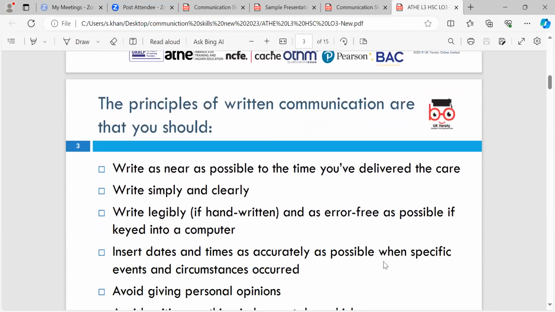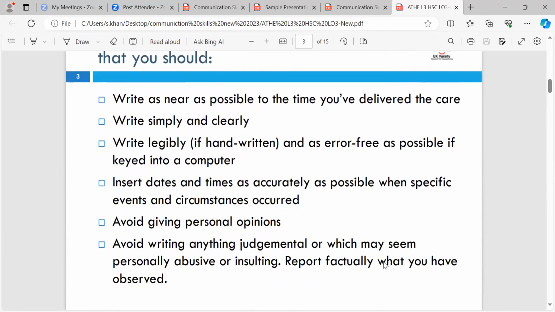So we looked at the principles of written communication, and that you should write as soon as possible after the time you delivered the care. So straight away, write simply and clearly, write legibly if handwritten, and as error-free as possible if keyed into the computer. Insert dates and times as accurately as possible when specific events and circumstances occurred. Avoid giving personal opinions. Avoid writing anything judgmental.